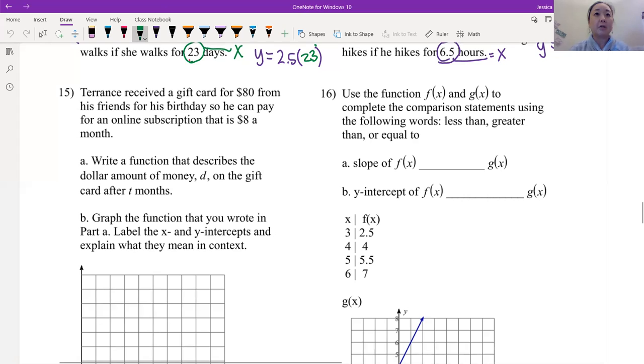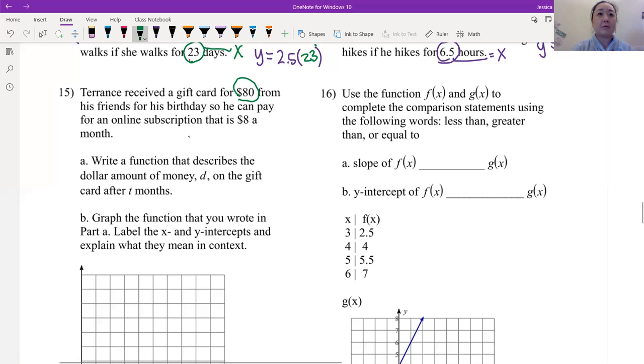So we want to write this function. So let's take a look here. We know that we have this balance here. We're starting with the $80, and then it's slowly going to go down $8 every month. We're assuming that he's not using it for anything else, just $8 a month. How long is that going to last him? A lot of you guys did it already. You had like 10 months. So we want to write that as a function.